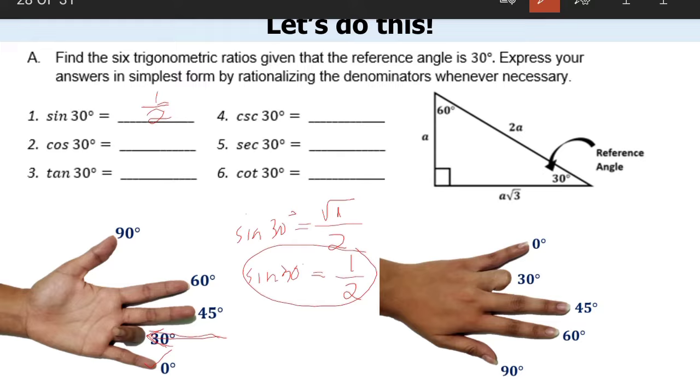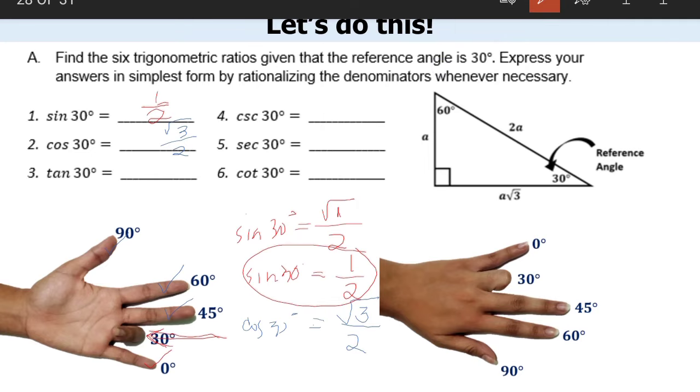For your cosine, your formula is cosine 30 degrees equals the square root of fingers above all over 2. So we will count how many fingers above 30 degrees. 1, 2, 3. So we will write here square root of 3. And since square root of 3 over 2 cannot be simplified, your answer is square root of 3 all over 2. So cosine 30 degrees is equal to square root of 3 over 2. How about for the tangent?